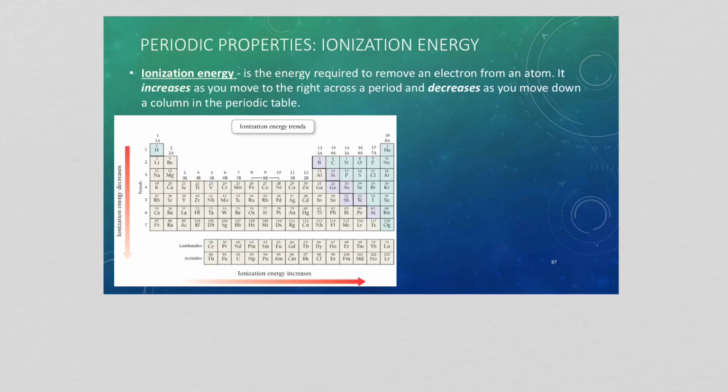The second trend, and the last topic that I want to talk about here in Chapter 9, is the trend in what's called ionization energy. So ionization energy is the energy required to remove an electron from an atom. Right? So, for example, when sodium loses that one electron to form a positive one ion, to become like neon, how much energy does it take to pull that electron away? Right? That's what the ionization energy is. So the energy required to remove an electron from an atom.